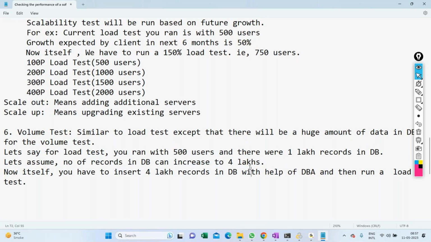You cannot insert the data directly. You won't have access. You have to take the help of a database administrator to increase the required number of records for your test. Again, this is run for 1 hour, because it's similar to a load test. All the remaining things will be the same. Only the records will be increased. The primary focus will be how the backend SQL queries are running.